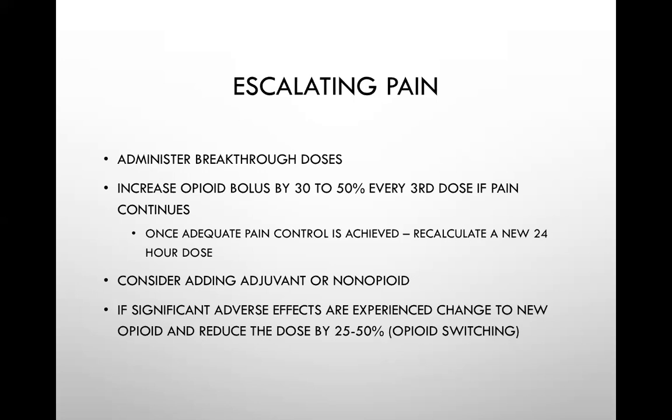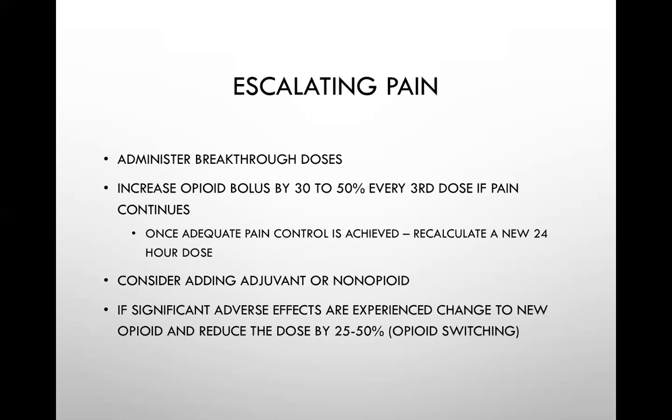But if it's mild to moderate pain, you can just increase the dose by 25 to 50%. Escalating pain: you can have patients who, despite the treatment, have pain which is escalating or increasing. So consider breakthrough pain, and you can consider prescribing and administering breakthrough doses. If not, you can recalculate the opioid dose or increase the opioid bolus by 30 to 50%, which is every third dose if pain continues. So for every third dose, you can increase by 30 to 50% if the patient still has persistent or increasing pain despite your assessment.